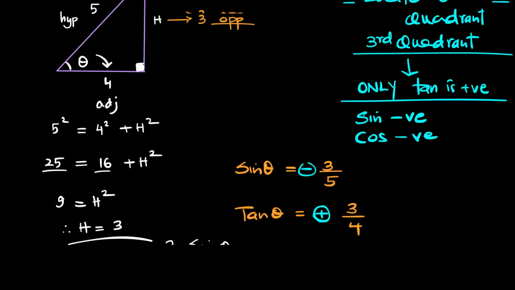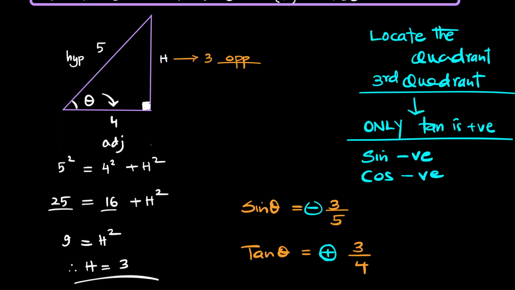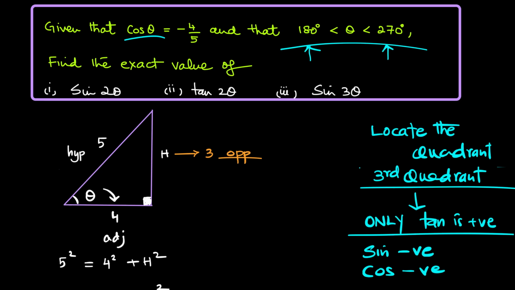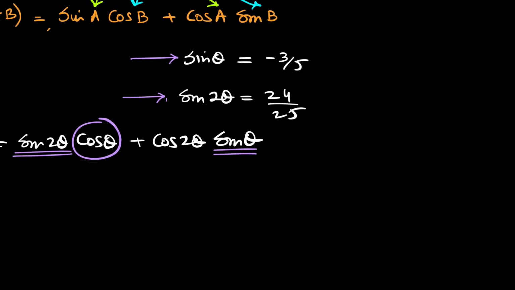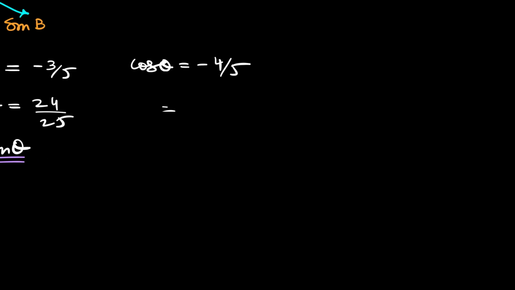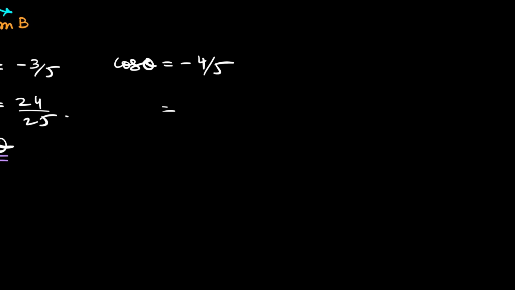So let's scroll up. The value of cosine of theta is what we started with. That is negative 4/5. So let's write it down also. The value of cosine theta is negative 4/5. So which is the only piece that's missing? That is cosine of 2 theta, which we can very easily evaluate. So let's first evaluate cosine of 2 theta.